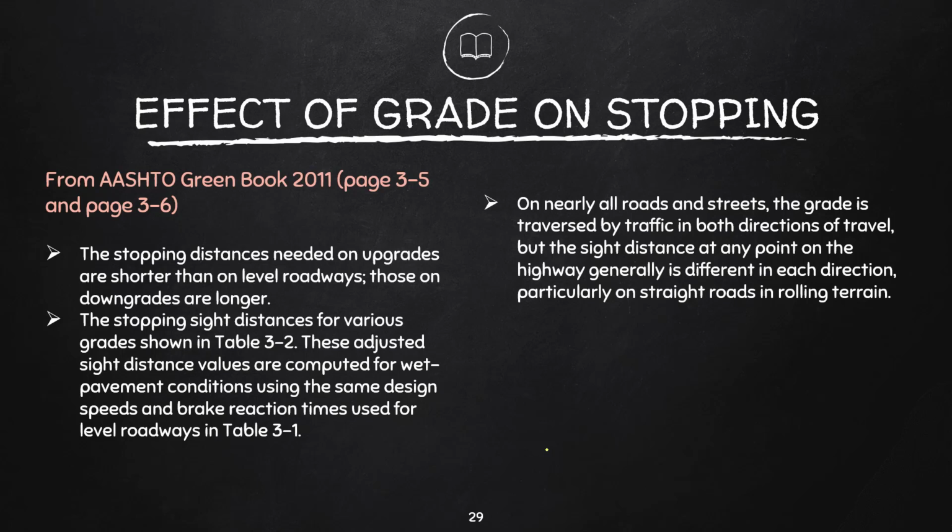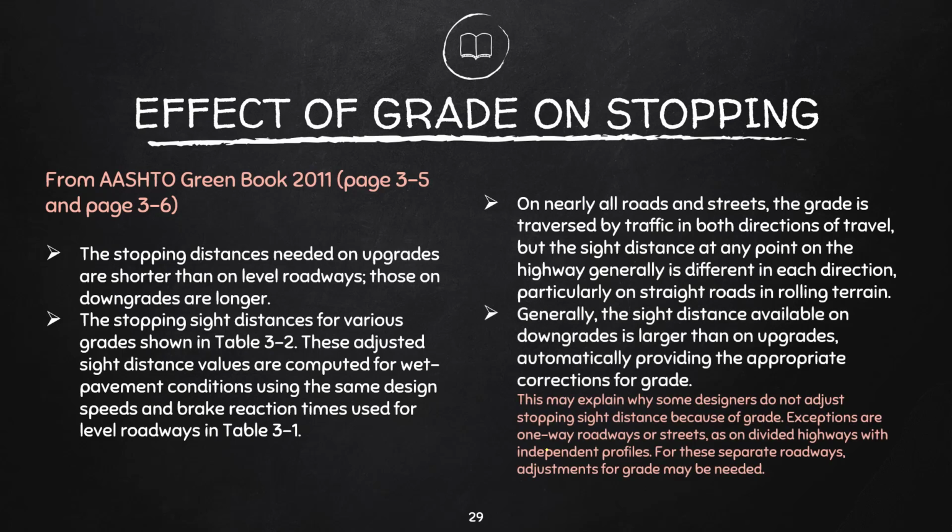On nearly all roads and streets, the grade is traversed by traffic in both directions of travel, but the sight distance at any point on the highway generally is different in each direction, particularly on straight roads in rolling terrain.